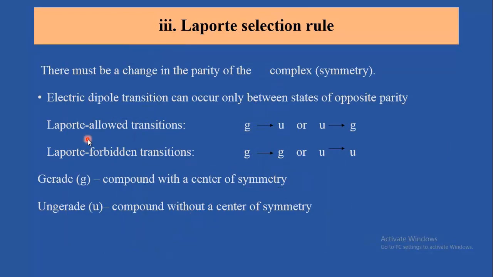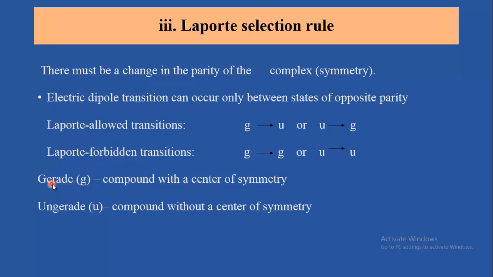The third rule for the selection is the Laporte selection rule. Laporte explained that there must be a change in the parity of the complex, and parity means the symmetry of the molecule. Electric dipole transition can occur only between two states of opposite parity. Laporte explained that a transition is allowed when gerade to ungerade or ungerade to gerade takes place, and if it is from gerade to gerade or ungerade to ungerade, then according to Laporte it is a forbidden transition.